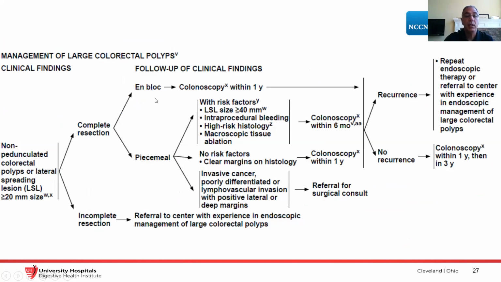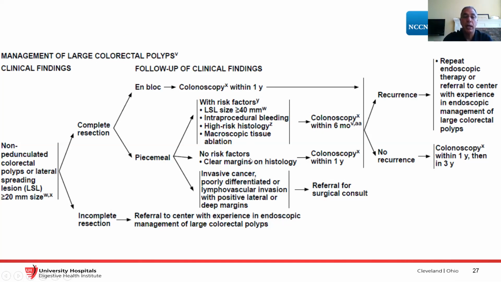If you can do an en bloc resection, those patients can go for a year and assess safely. That would obviously favor ESD. If you do piecemeal resection, which would be more along the lines of EMR, then we're coming back sooner, especially if there's high-risk histology. If you had to do any macroscopic tissue ablation, like those little bridges that need cautery, those patients should come back in 6 months.